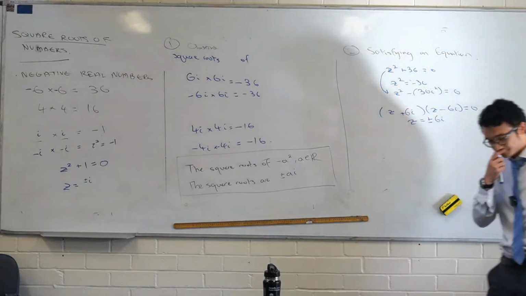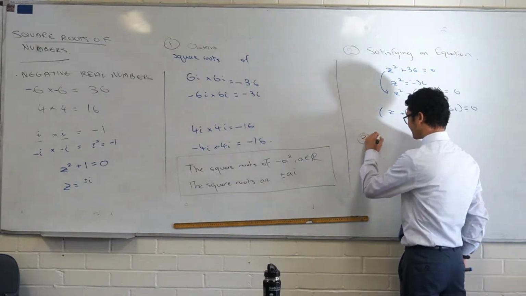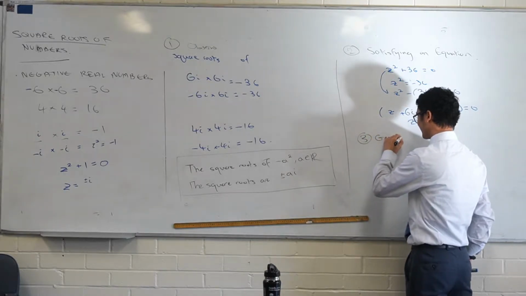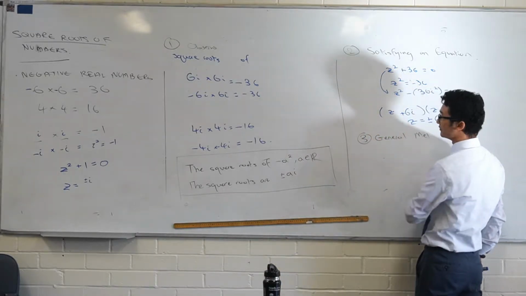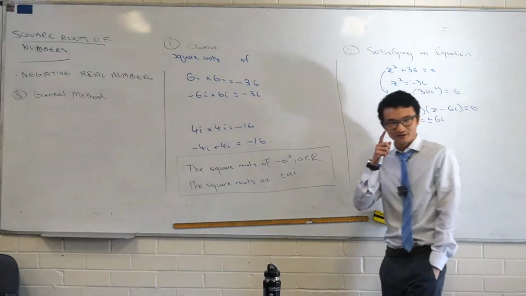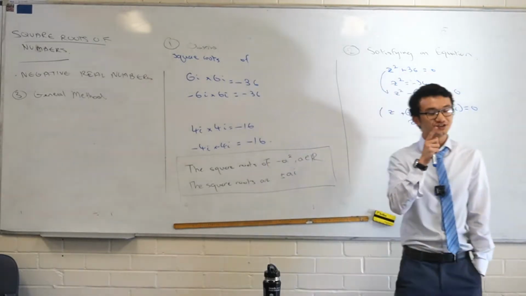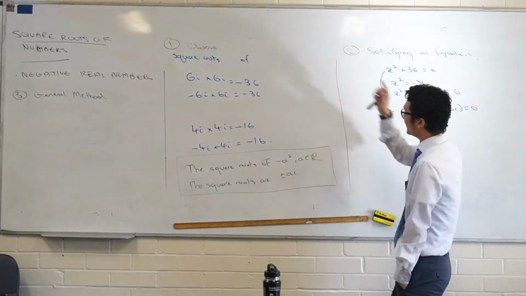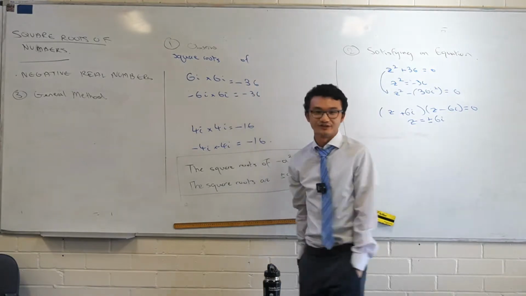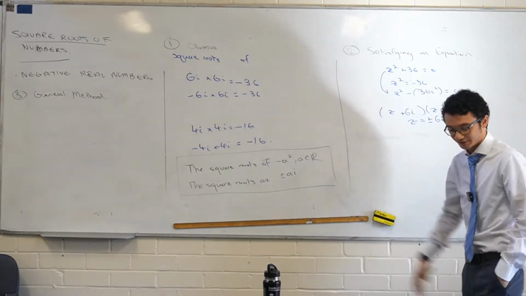And here's the third one, and we call this the general method. This one's slightly different. Actually, I might write it over there because I need more room for this. The key with the general method is recognizing that the solution to the square roots of negative 36 are not going to be real.